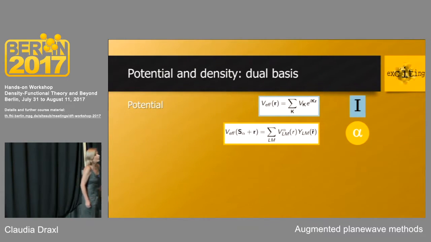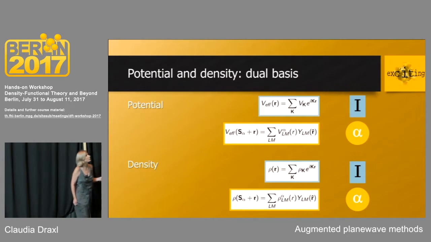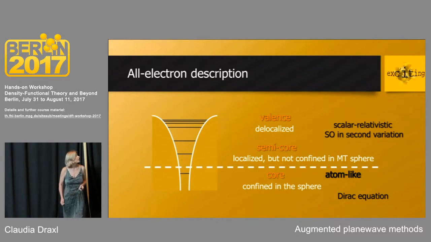Well, also for the potential, just to make it short, we have a dual basis. In the interstitial, we have an expansion of our potential into a Fourier series, and in the spheres, we again make use of YLMs, so of atomic-like solutions. And the same is true for the density. We have the plane wave expansion here, and we have the atomic solutions in this part. The most important part, of course, is then the wave function, which I'm going to show you in a minute.